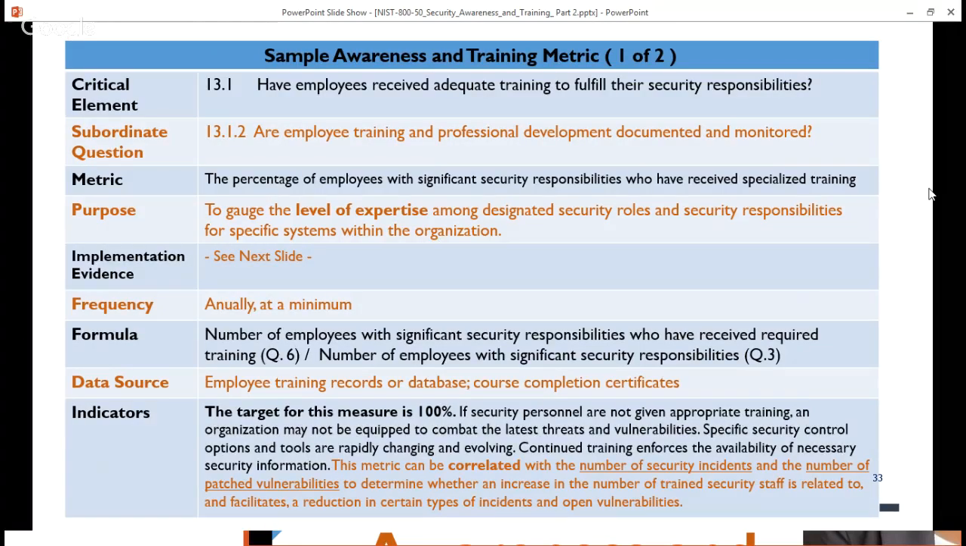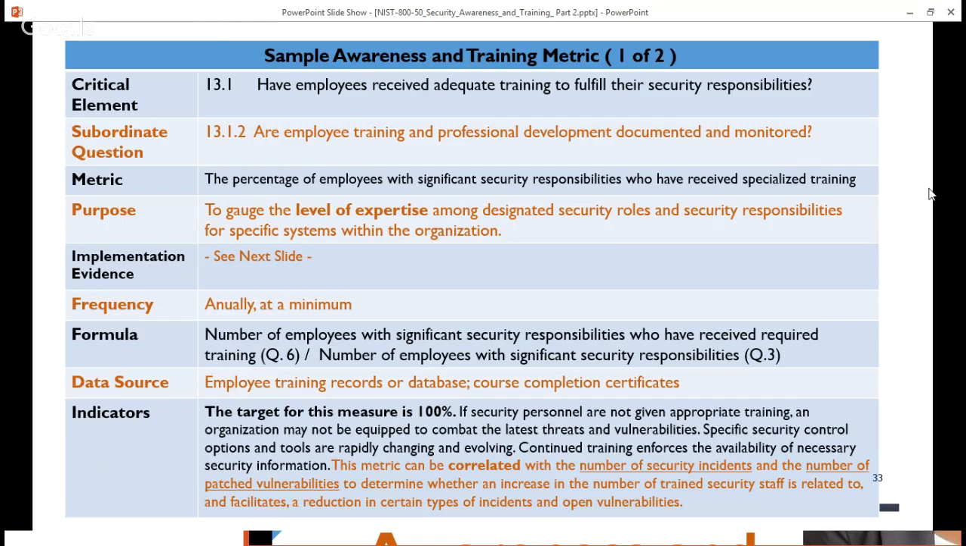So what we have on the screen now is a sample awareness and training metric. The components of a training metric include your critical element, your subordinate question, the metric itself, the purpose, the implementation evidence, the frequency of measuring, the formula for calculating the metric, the data source, and any indicators. In this sample, the critical element is: have employees received adequate training to fulfill their security responsibilities? That is the question that this particular metric is designed to answer.